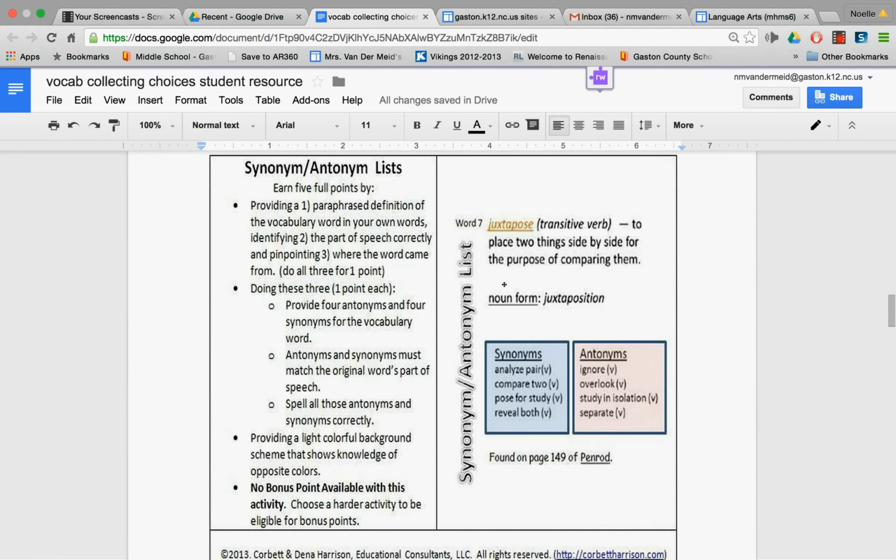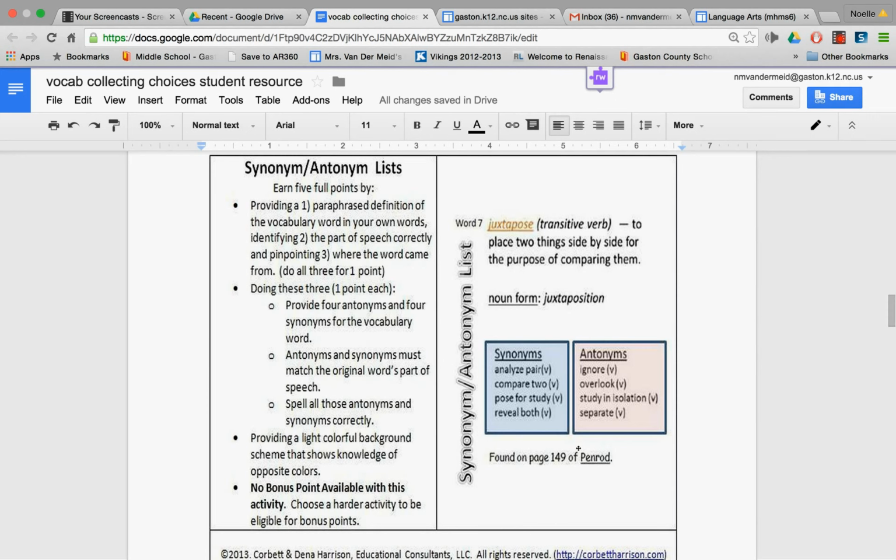Our third choice is a synonym and antonym list. You're going to set it up exactly the same way: word, part of speech, paraphrase definition, and other forms of the word. And then you're going to use a thesaurus, either an online thesaurus or a book thesaurus, and try to find 4 synonyms and 4 antonyms. Not all words work for a synonym and antonym list, and I'll be available to help you choose these at first, and you'll start figuring out which types of words are better for synonym and antonym lists.